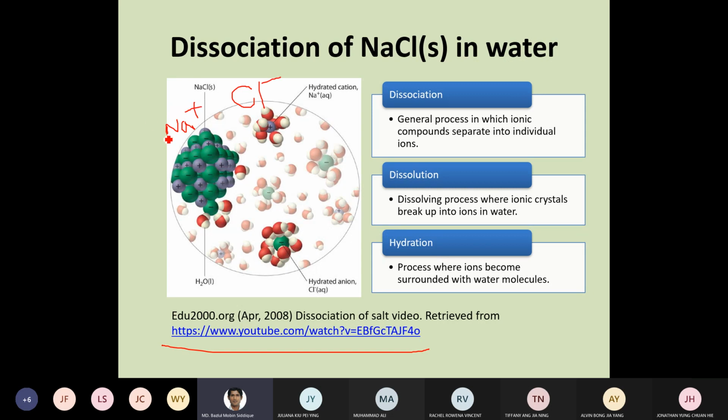So when it is in the water, as we saw yesterday, water itself is a polar compound. It's a polar solvent, right? This is delta negative, this is delta positive, so there is a tension between hydrogen and oxygen. The same goes for this one, which is also positively charged, so there is a tension between this hydrogen and oxygen, and so on. Of course, this is a polar covalent bond.